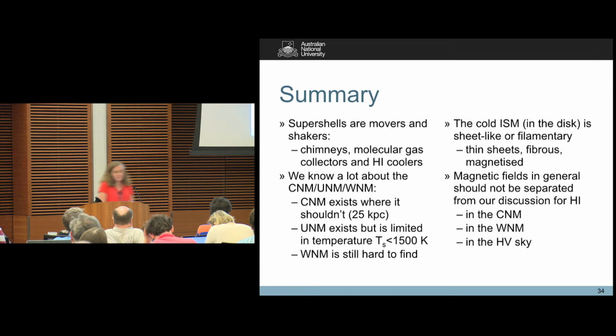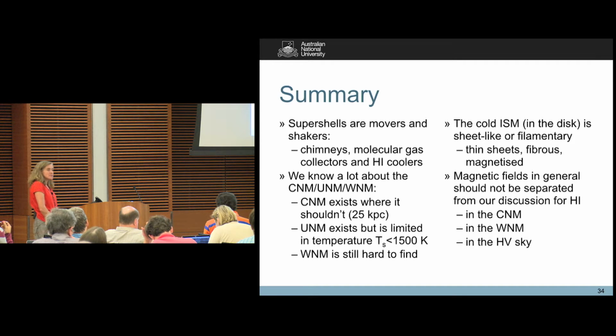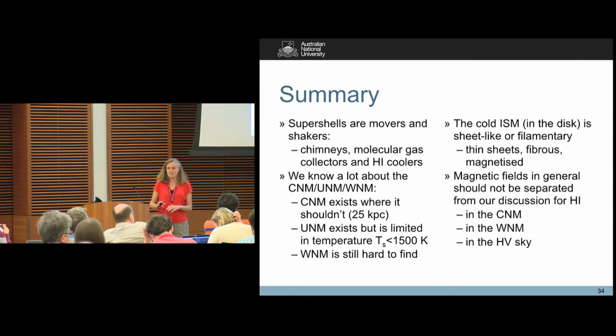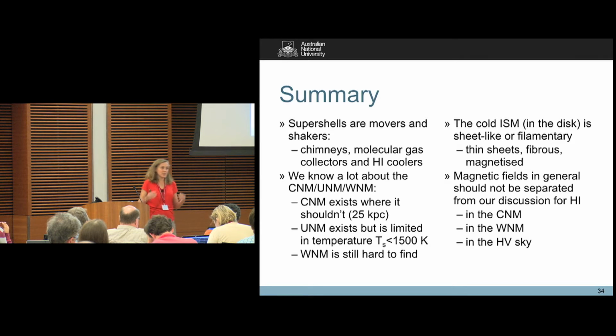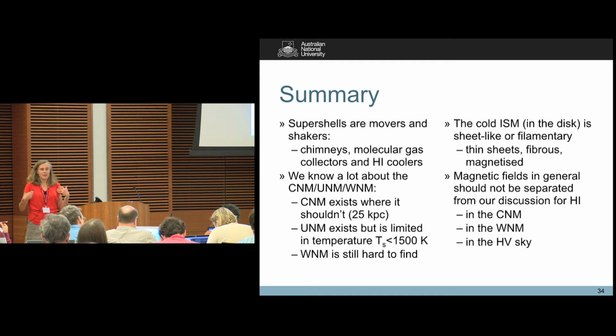The cold ISM, in the disk anyway, is sheet-like or filamentary or blobby sheets, or however you want to describe it, but they tend to be thin sheets, fibrous, magnetized structures. And magnetic fields in general should not be separated from our discussion of H1. We should keep these two linked together because they do have an important interrelationship in the cold neutral medium, the warm neutral medium, and the high velocity sky. And almost all of that is thanks to work that Carl pioneered. So thank you.